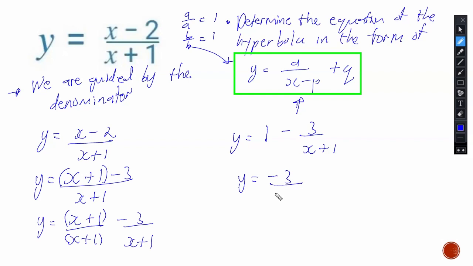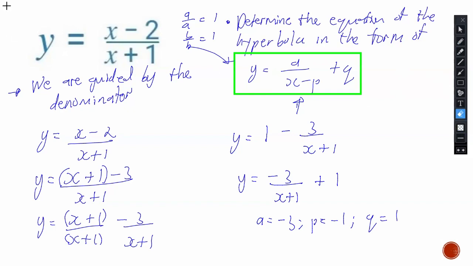So we have negative 3 over x plus 1 and then plus 1 over them. So that's how we have it. Negative 3 over x plus 1 plus 1. And then as we can see, the value of a is negative 3. The value of p will be negative 1, considering that we have a minus here. So obviously the p was negative 1, so that we had a positive here. And then your q value is just 1. So if we can just list it out, your a is negative 3, your p is negative 1, and then your q is positive 1, considering that we are expressing this in that format. Okay, so that's basically how we find the equation of the hyperbola in that format.